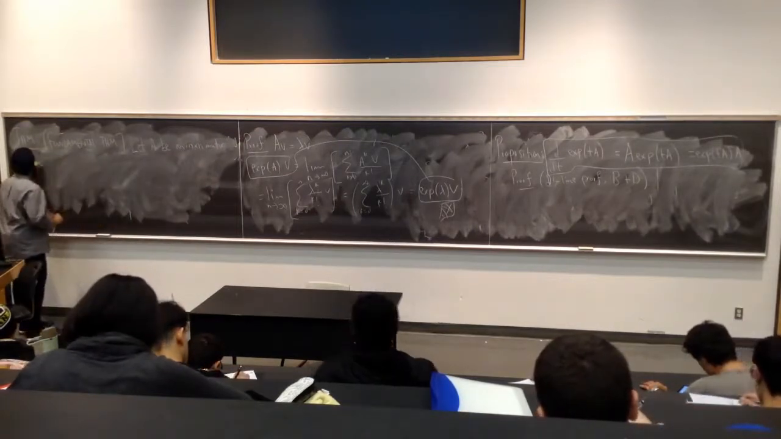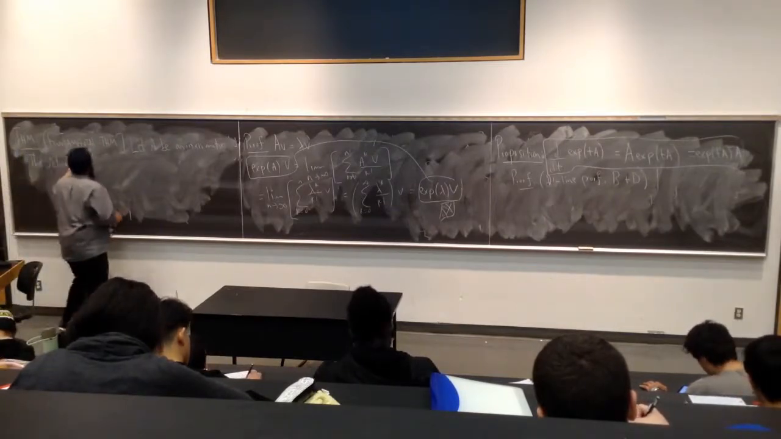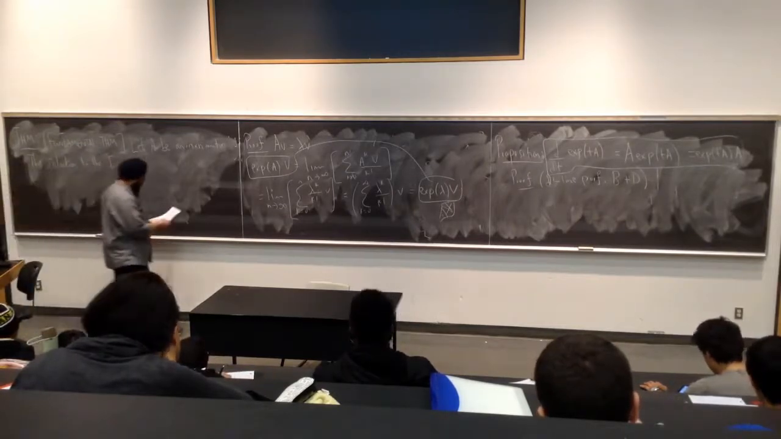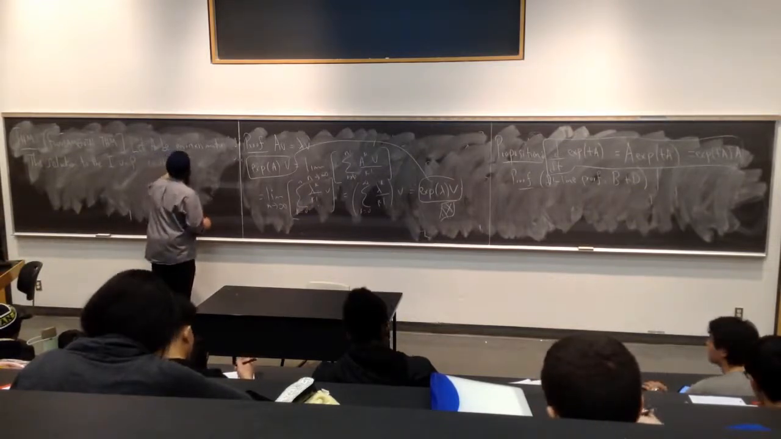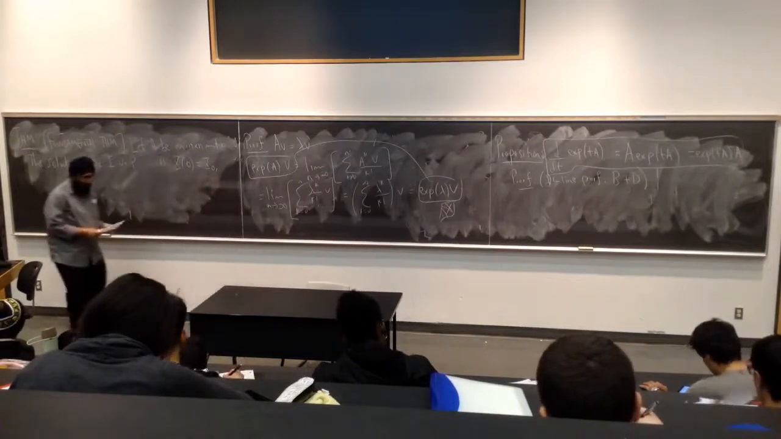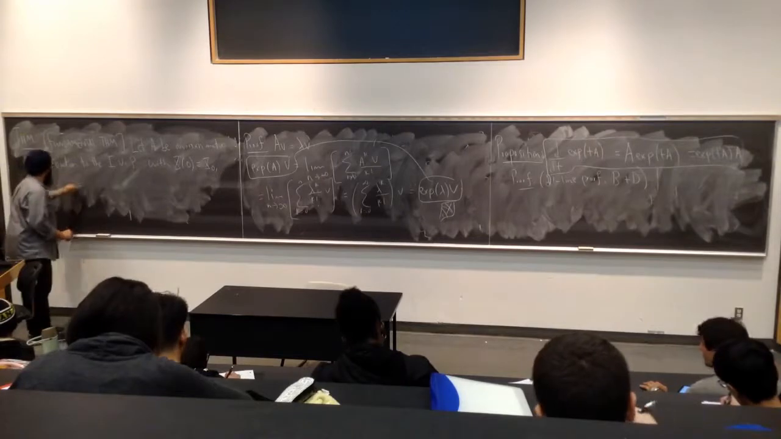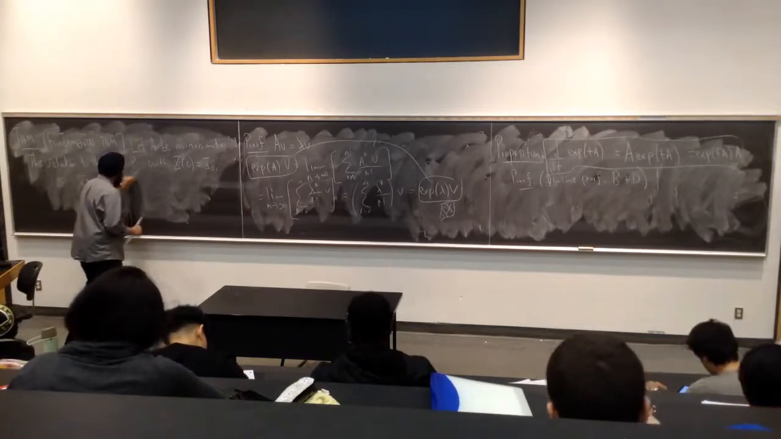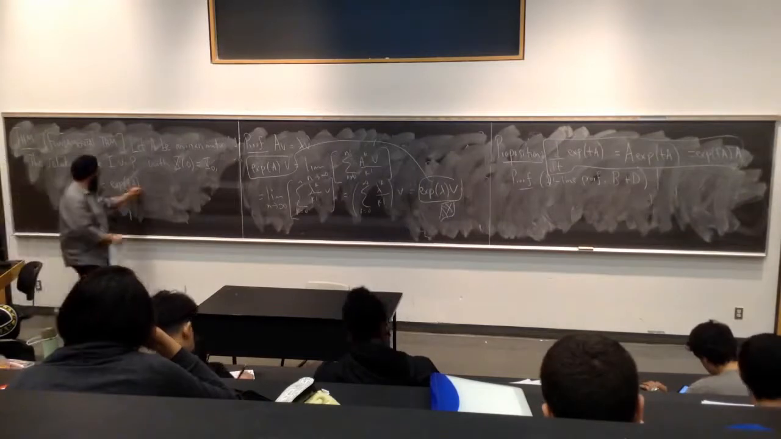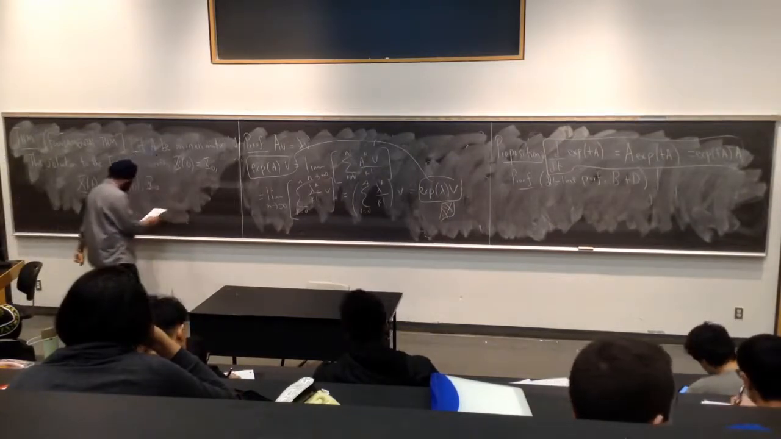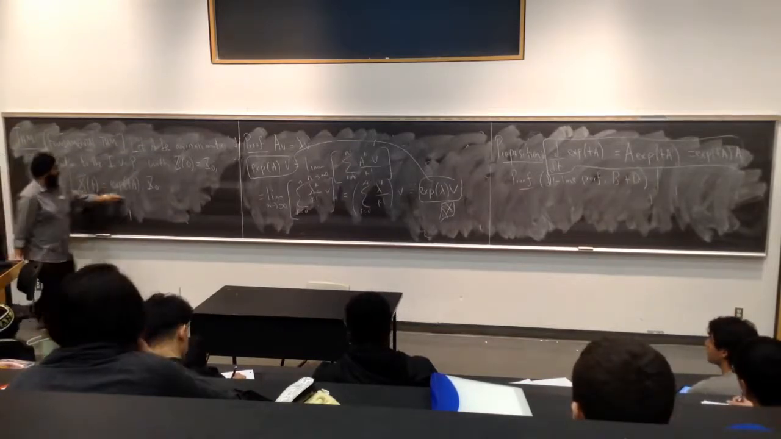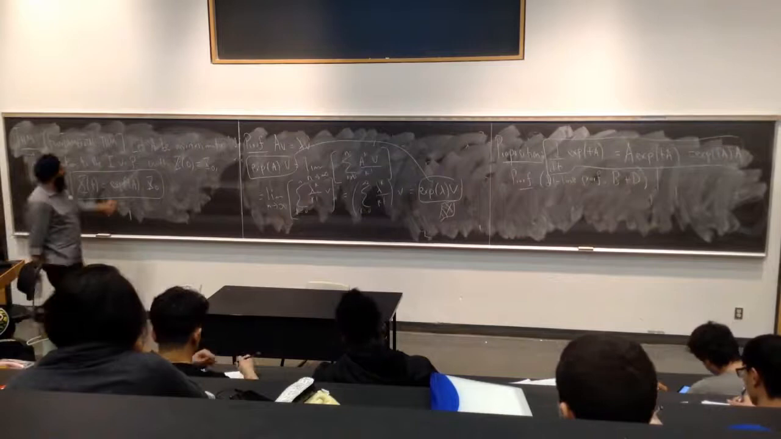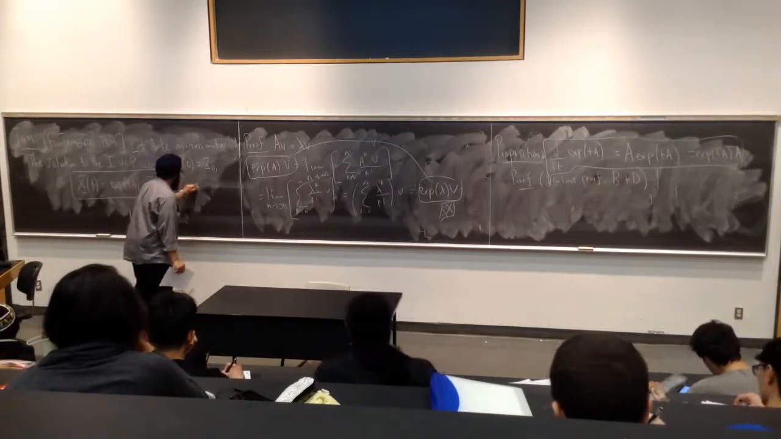The solution to the initial value problem, IVP, with initial condition x of 0 equals x naught, is simply the following. It is x of t equal to the exponential of t times A, which is why I fussed about computing this quantity, times x naught. That's the solution. So, any linear system you're given, the IVP of course, x prime is equal to Ax.